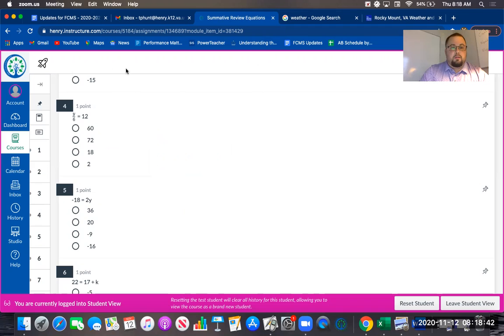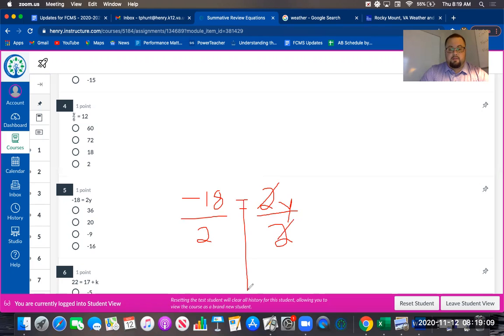Okay. We're going to look at this one here, especially. This is a negative number. Negative 18 equals 2y. Okay. So you see here we have a coefficient 2. This is telling me I'm going 2 times whatever that variable is. So I'm going to do the opposite and divide both sides by 2. So they cancel out. They cancel out. Remember, draw my divider here. Draw my line. So y is going to equal negative 18 divided by 2.